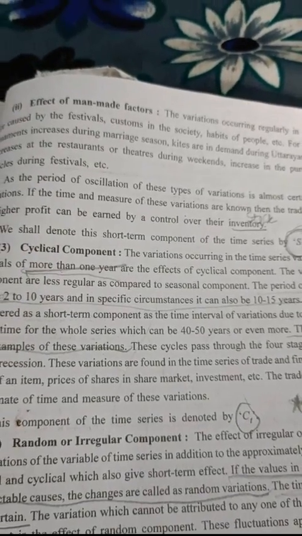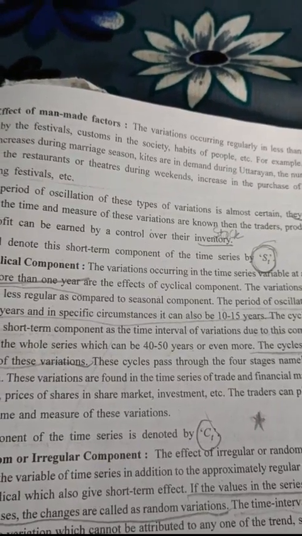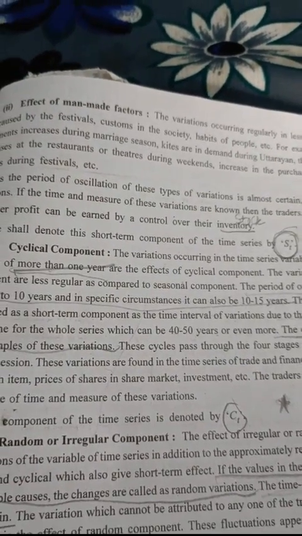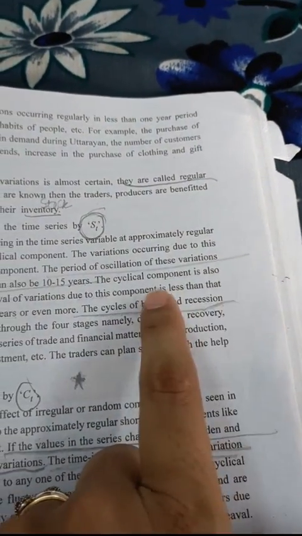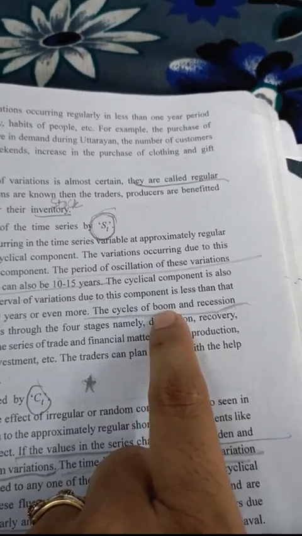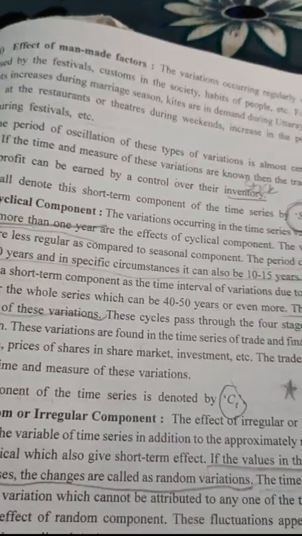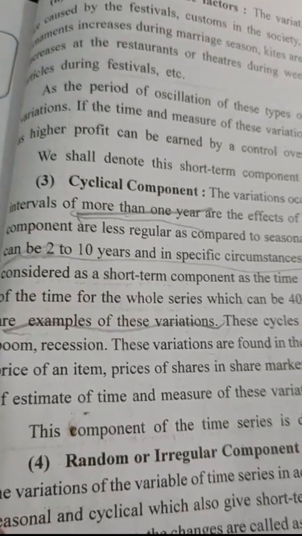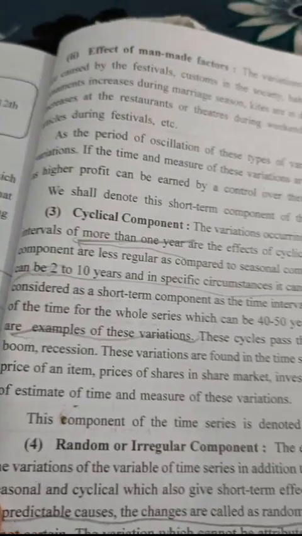Cyclical component means one kind of depression is being faced by the particular businessman. So the cyclical component is basically affected by boom and recession. Boom means a high peak, meaning they are earning more profit. Recession means they are incurring losses. The cycle passes through 4 stages, namely depression, recovery, boom and recession. You have almost learned this in 11th standard: trade cycle, phases of trade cycle.